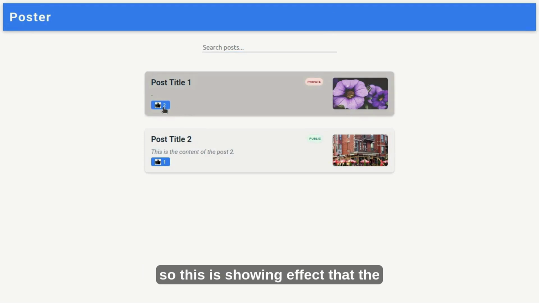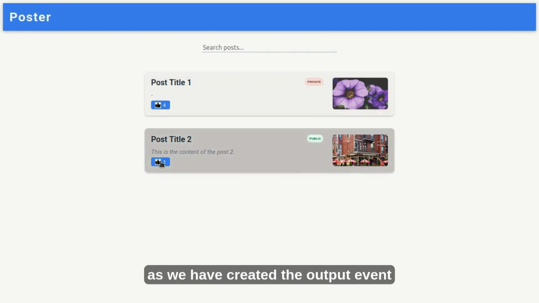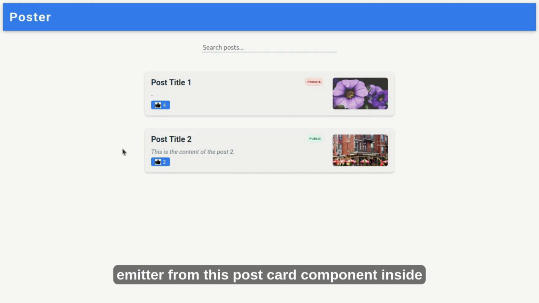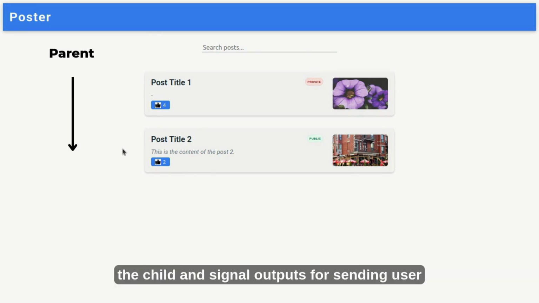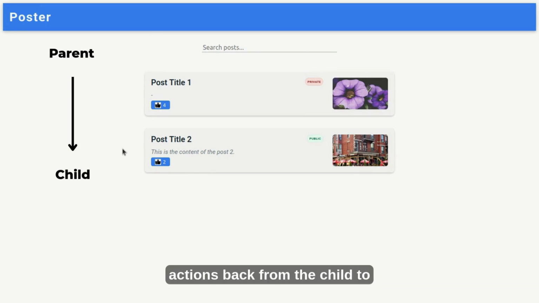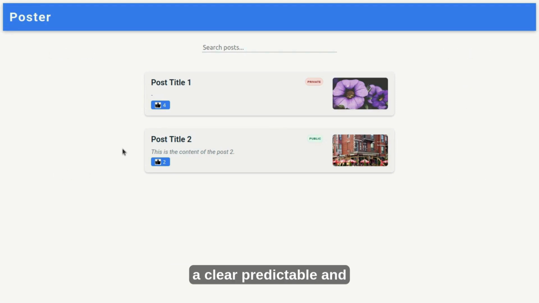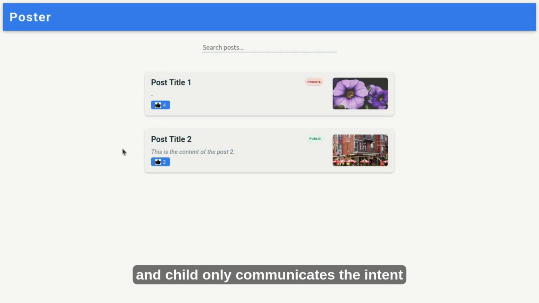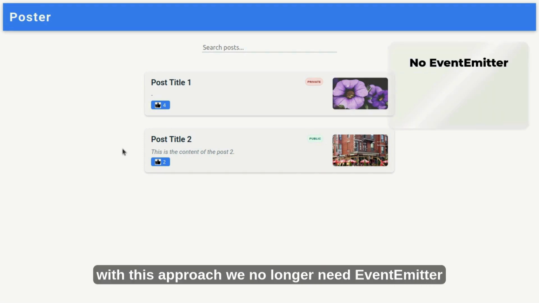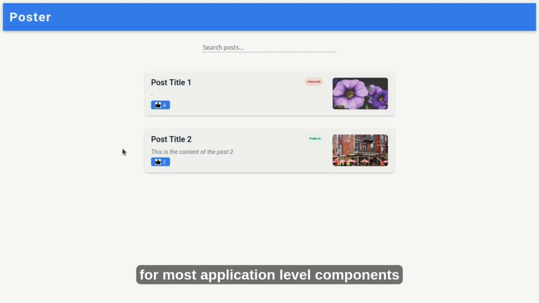This is showing the effect that the button is clicked and the post is being liked over here. It is also increasing the liked count, as we have created the output event emitter from this postcard component inside our postlist.ts file. So now our poster application uses signal inputs for passing data from parent to child, and signal outputs for sending user actions back from the child to the parent. This gives a clear, predictable and unidirectional data flow where the parent owns the state and the child only communicates the intent. With this approach, we no longer need EventEmitter for most application-level components, and our code stays more reactive, more readable and easier to maintain.